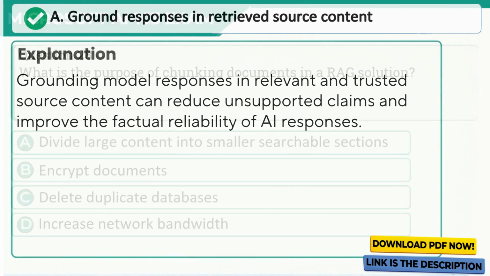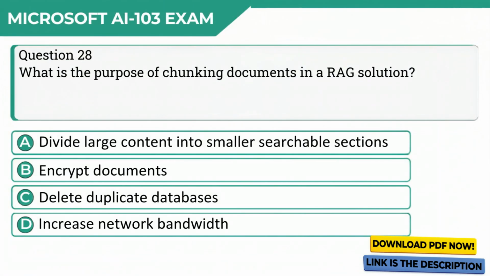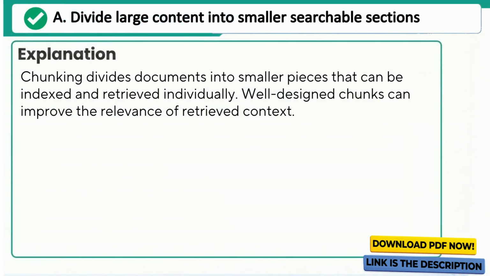Question 28. What is the purpose of chunking documents in a RAG solution? A. Divide large content into smaller searchable sections. B. Encrypt documents. C. Delete duplicate databases. D. Increase network bandwidth. Correct answer A. Divide large content into smaller searchable sections. Explanation: Chunking divides documents into smaller pieces that can be indexed and retrieved individually. Well-designed chunks can improve the relevance of retrieved context.